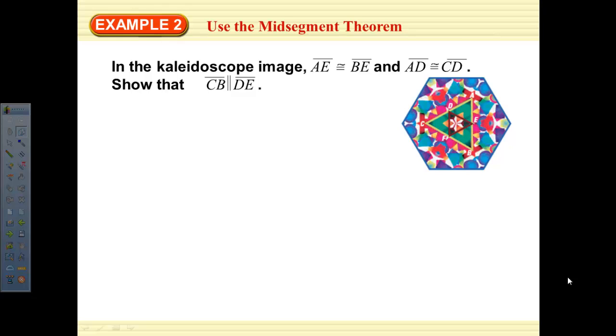We're looking again at the midsegment theorem here. In the kaleidoscope image, we know AE and BE are congruent, and AD and CD are congruent, and we want to show that CB is parallel to DE. So basically, we want to show that we have a midsegment, because then we know that CB would be parallel to DE, and also that DE would be half of what CB is. So let's take a closer look at the picture there.